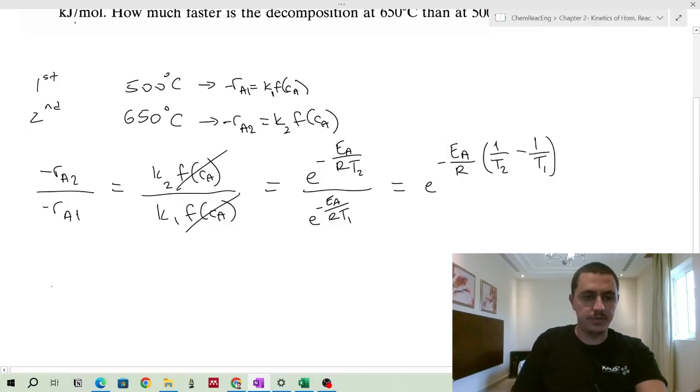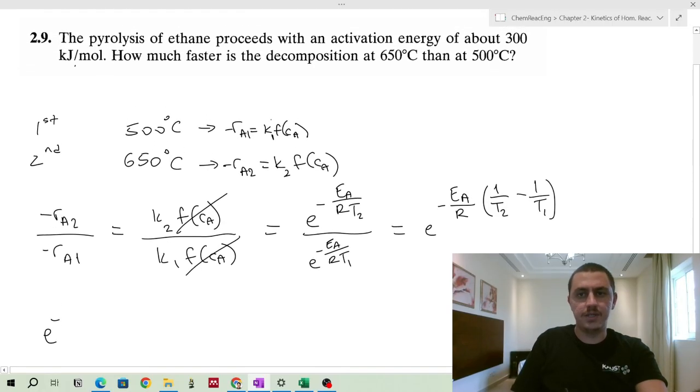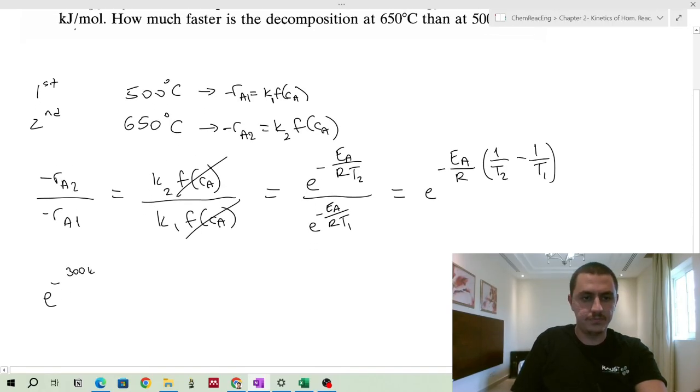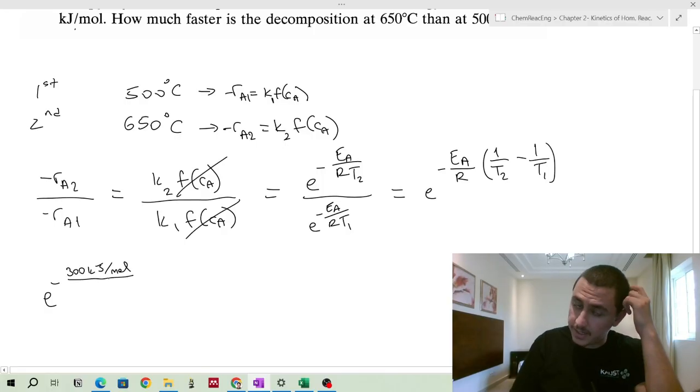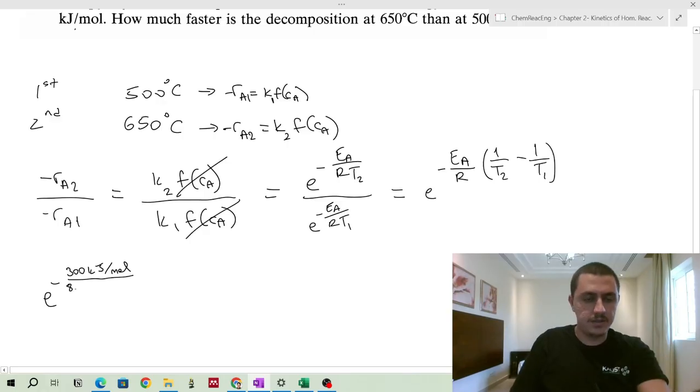Just let's explore that value. EA, we already know the activation energy is 300 kilojoule per mole. And we have R, ideal gas constant. It will be 8.314 joule per mole Kelvin. But we want to have kilojoule per mole. So let's say we multiply this by 10 to the power minus 3. So we convert it to kilojoule per mole Kelvin.